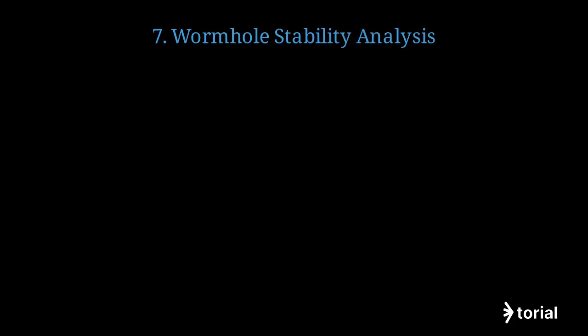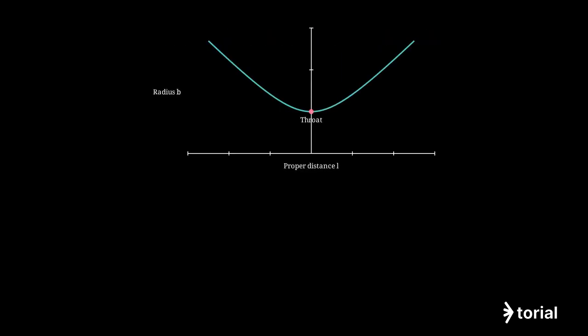Mathematical analysis reveals the conditions needed for wormhole stability. The flare-out condition requires dB over dL to be less than 1, ensuring the wormhole throat expands outward. At the throat, where L equals L0, the shape function B equals L0, defining the minimum radius. This graph shows the wormhole shape function. The throat is at the minimum, and the radius increases symmetrically on both sides, creating the characteristic tunnel shape.